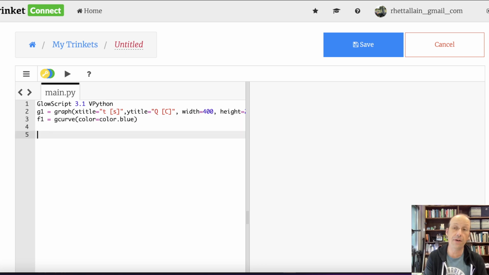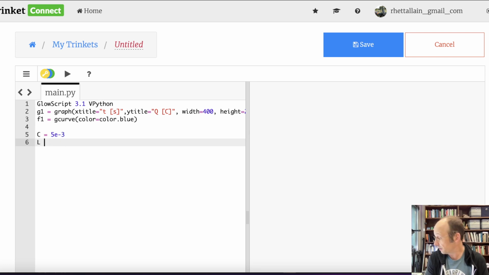Okay, now I need some values for my capacitor and my inductor. So I'm using the thing I had before. I'm going to say the capacitance is 5 millifarads. C equals 5 times 10 to the negative third. Inductance is 300 millihenries, 300e-3.